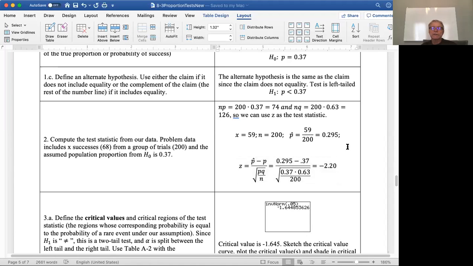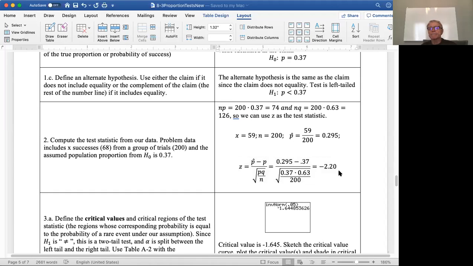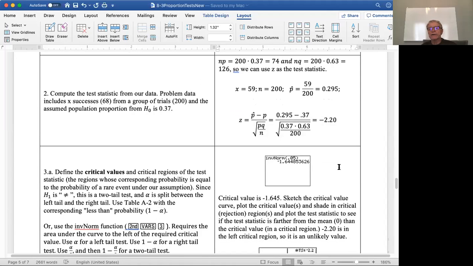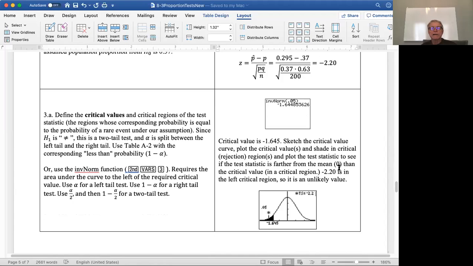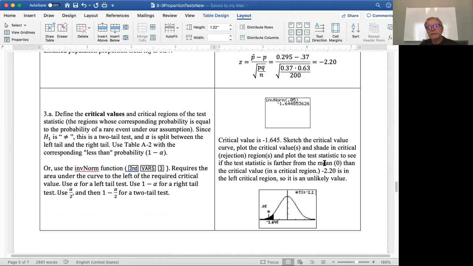So the next question is, is that an unlikely value based on the assumption? Well, we can do that 2 ways. One is with the critical value, and we could go to the table with that to find that. But what we're going to do instead is use the inverse norm function, and remember from previous problems that it's second vars 3, and we need to put in the less than probability.